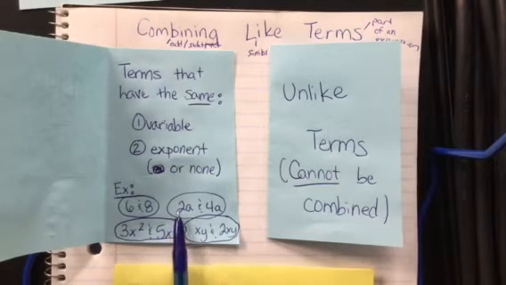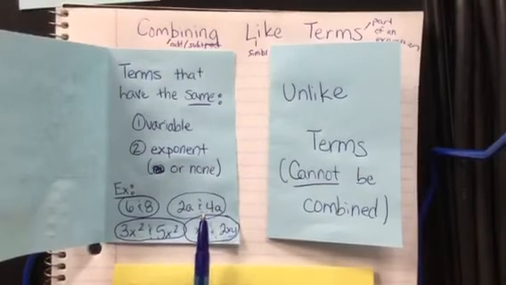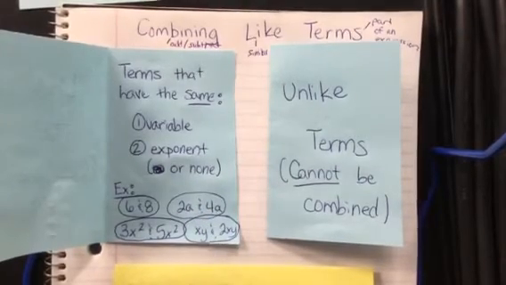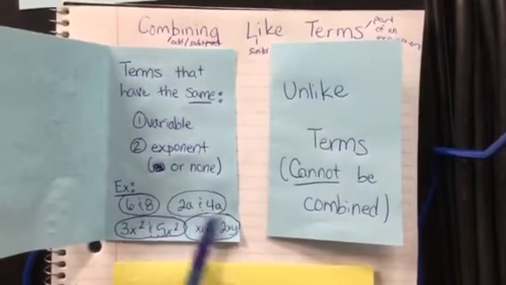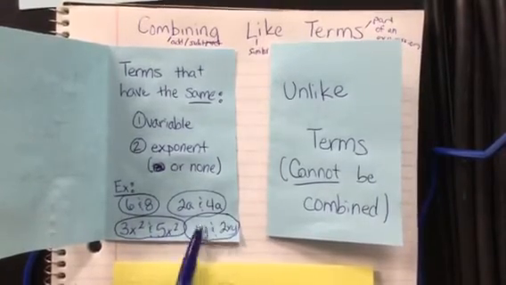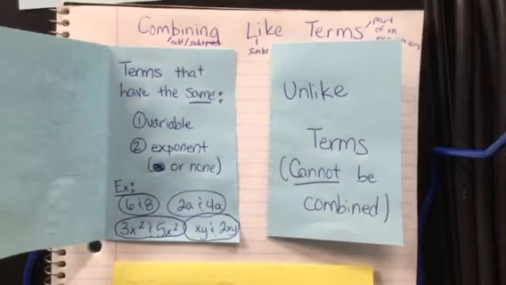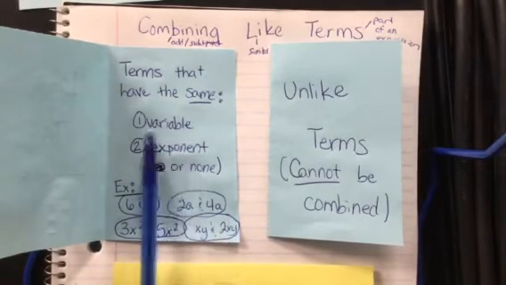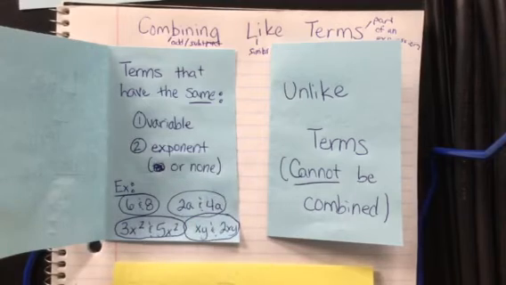So the numbers that are next to the variables aren't what tell us whether or not we can combine them. They're going to be important because they're going to tell us how to add or subtract the terms. But they do not affect whether or not the terms can be combined. The coefficients, those numbers, don't have to match, but your variables and your exponents do. Does that make sense? Okay.